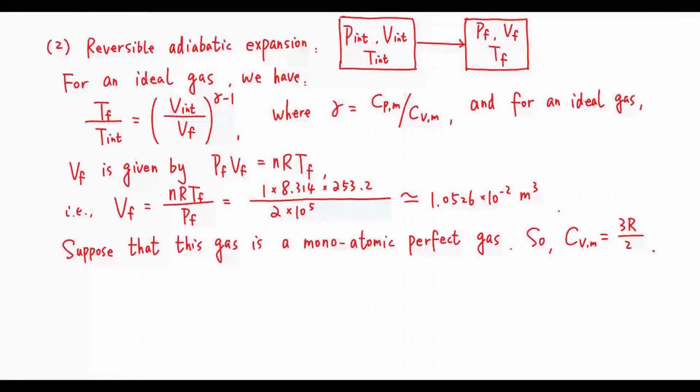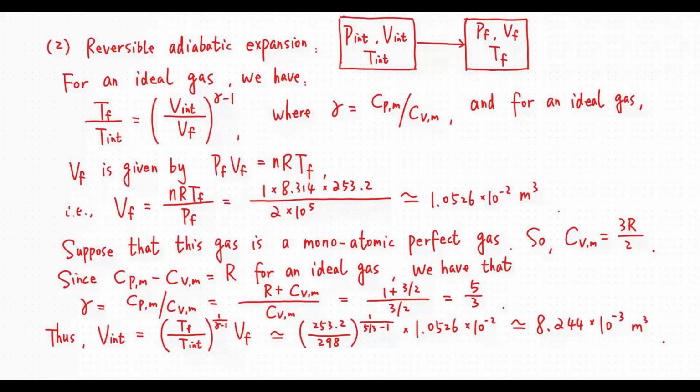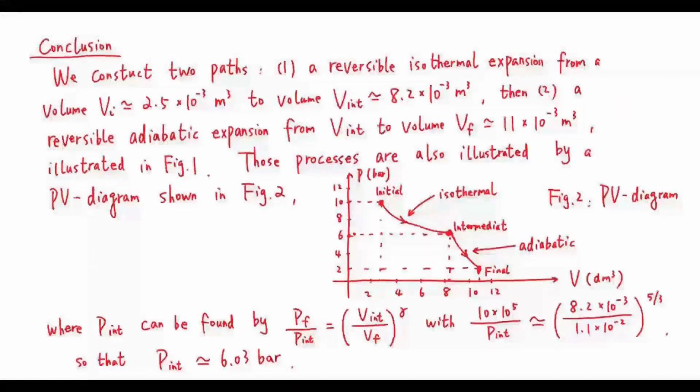Suppose that this gas is monoatomic perfect. Then we get the gamma. Then we find the intermediate volume. We have this conclusion.